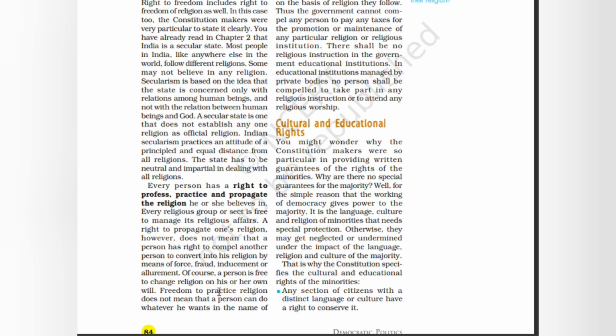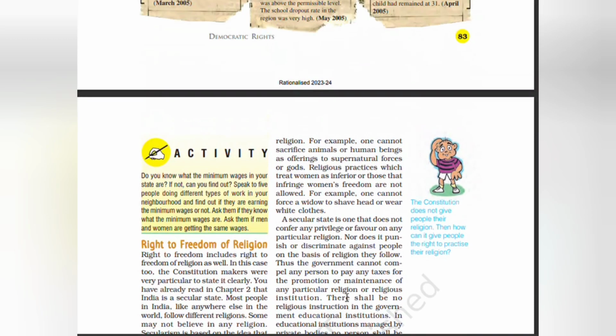Freedom to practice religion does not mean that a person can do whatever he wants in the name of religion. For example, one cannot sacrifice animals or human beings as offerings to supernatural forces or gods. Religious practices which treat women as inferior or those that infringe women's freedom are not allowed. For example, one cannot force a widow to shave her head or wear white clothes.